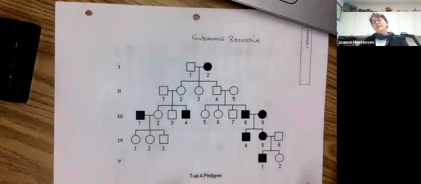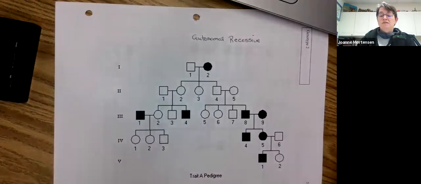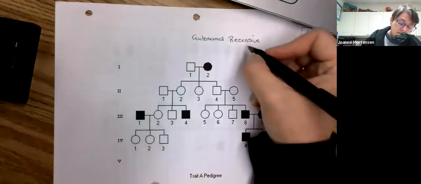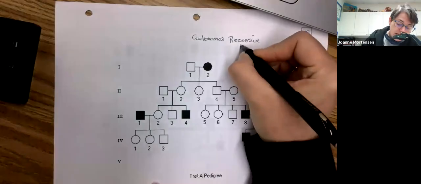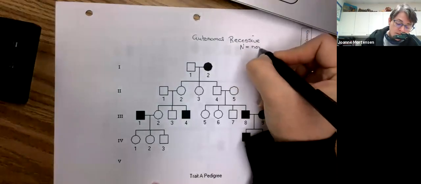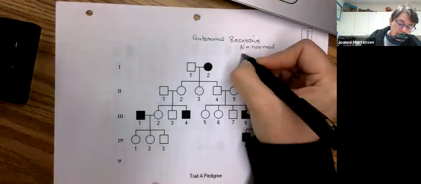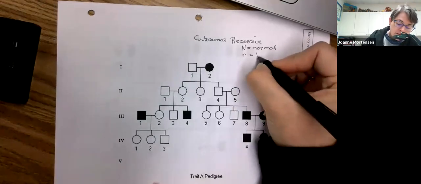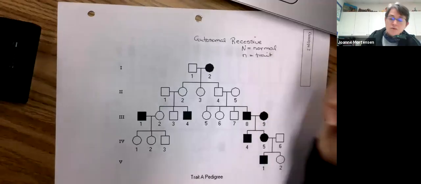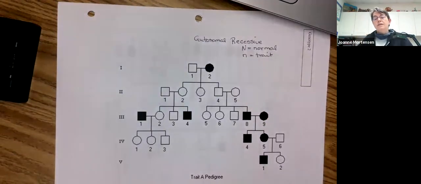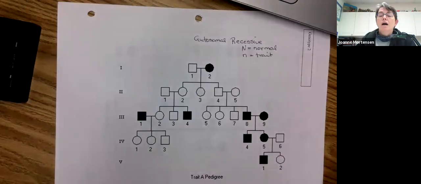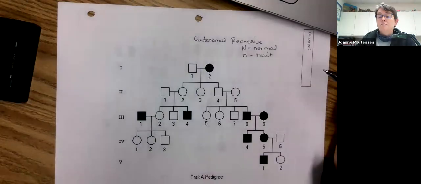So if you've got close to the same number, I would go with autosomal. Even if you had like 1 or 2 females and a bunch of males, it's probably still going to be autosomal. All right, so autosomal recessive. So then I'm going to use N is normal, and little n is the trait. So I need 2 copies of it for the trait to show up. This could be as simple as blonde hair.